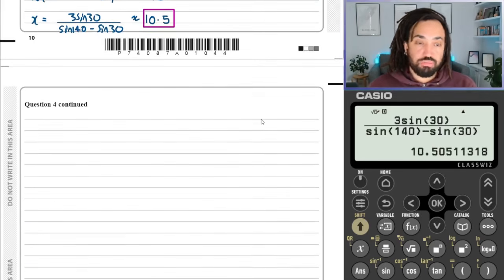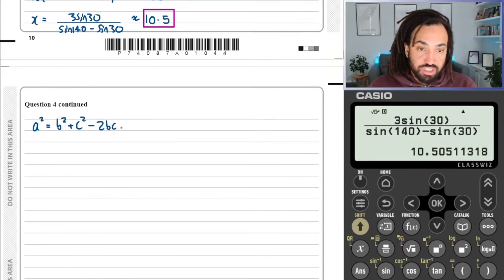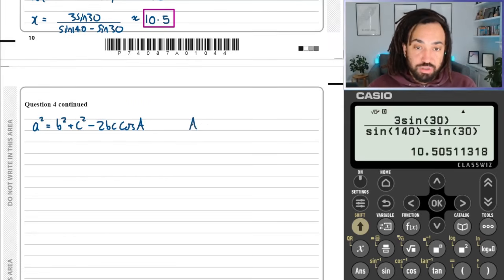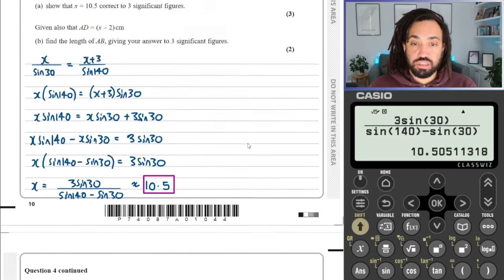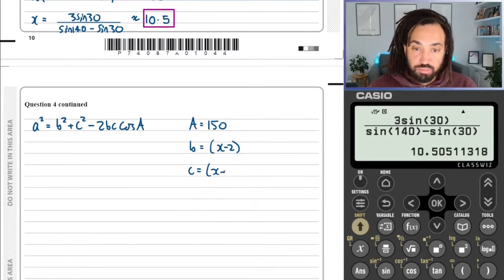So for the cosine rule, again I'm just going to write it out. A squared is equal to b squared plus c squared minus 2bc cosine capital A. So the angle which we were looking at was 150. The two sides that flank the angle were x minus 2 and x plus 3.